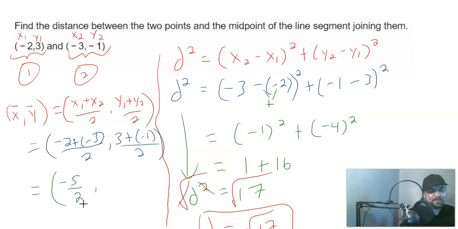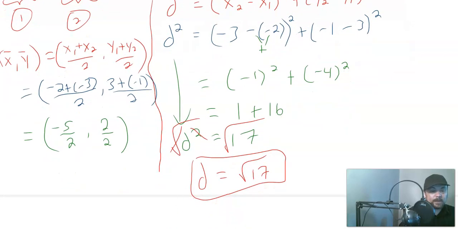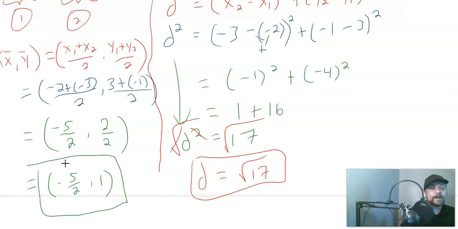And you might not be happy with that result because you're like, oh, that's not a very nice answer, but it's going to be a fraction sometimes. And that's the case here. Now this one works out better, right? We get 2 plus -1. That's going to be 2 over 2. Excuse me, my writing's getting horrible. And so we're going to simplify that. And we end up getting -5 over 2, comma 1. And that would be the point exactly halfway in between those 2 points. And the distance between those 2 points is going to be roughly 4.1 something, but exactly square root of 17.